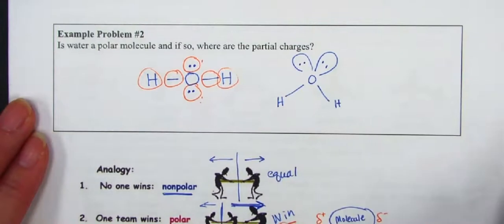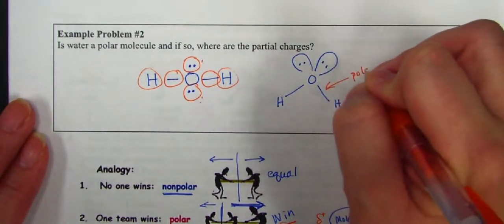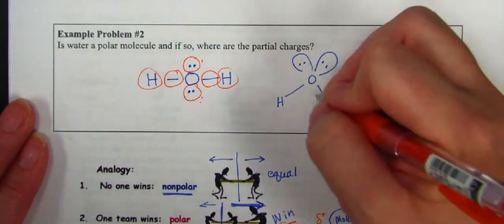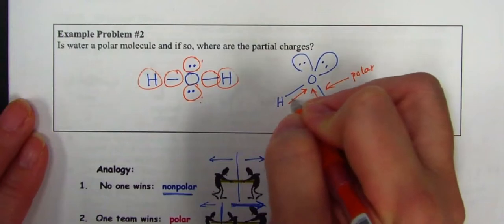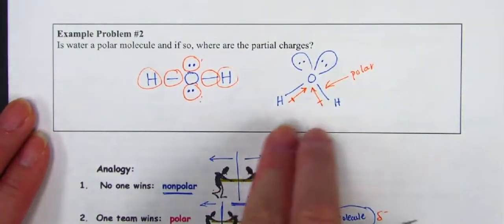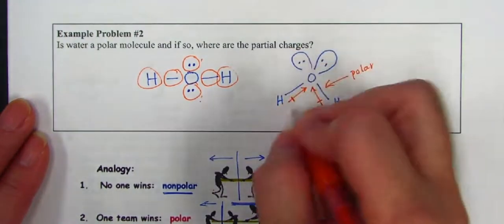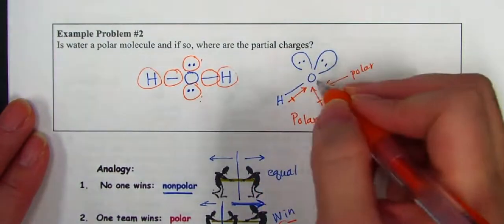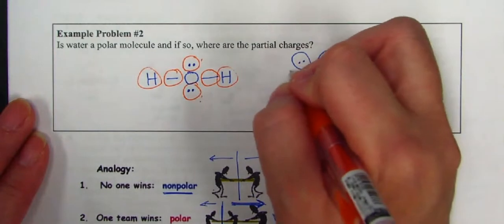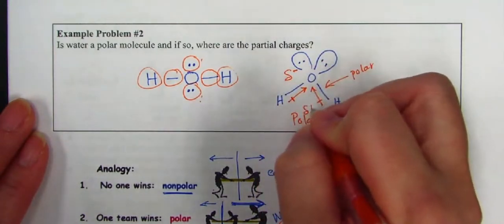Now, this is a polar bond. Oxygen, hydrogen, that's a polar bond. The oxygen is pulling the electrons towards itself. So in a tug of war, the oxygen is pulling the electrons towards it, and the hydrogens are not pulling equally in the other direction. So there is a winner. So that means that water is going to be polar. The oxygen side of it is taking all the electrons. So that side is going to be partially negative, and my hydrogen side is going to be partially positive.